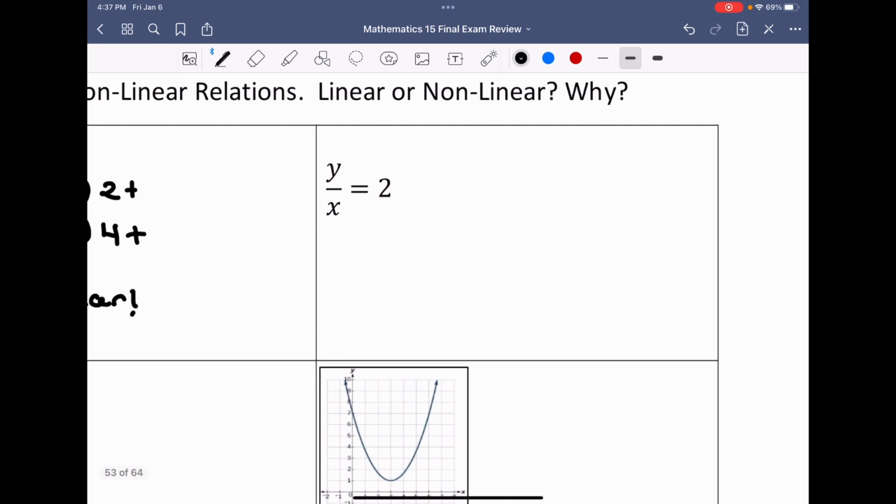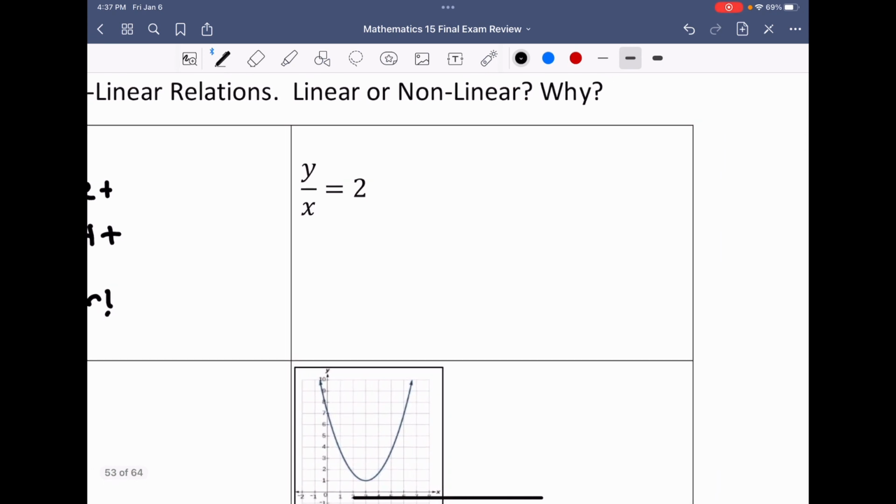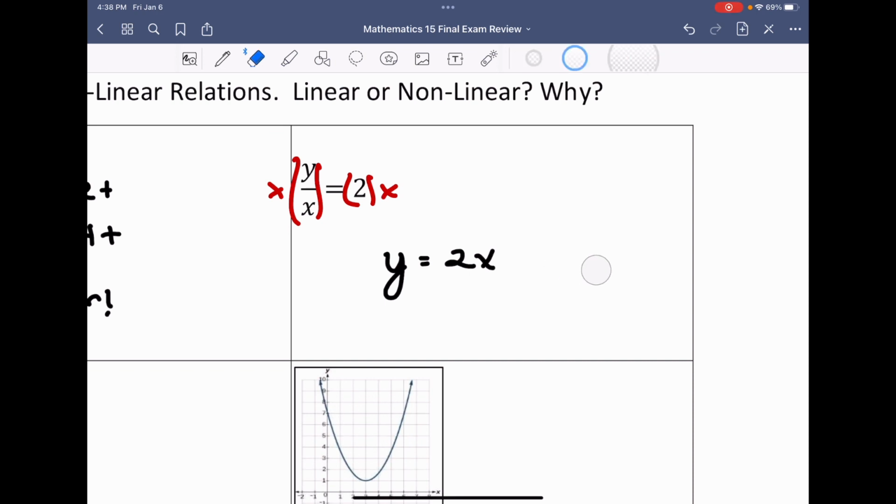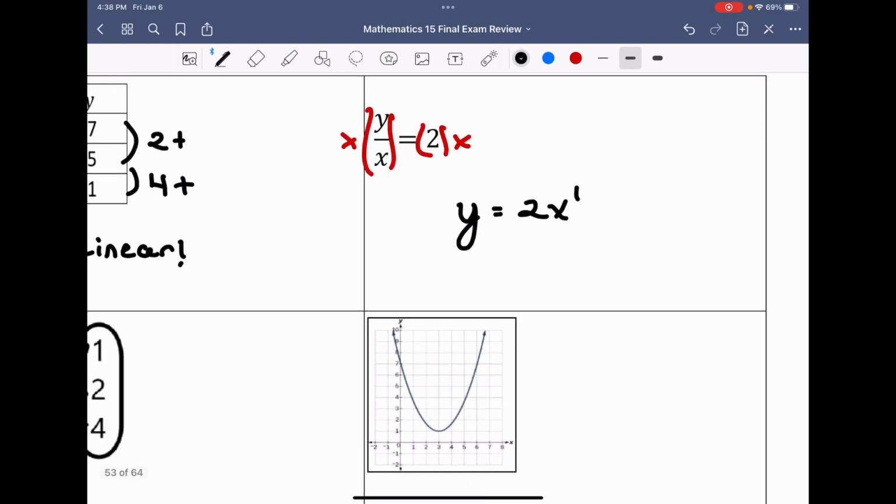Now, in the next one, when we want to get it in terms of y equals mx plus b, what I would do is multiply both sides by x. When I multiply both sides by x, I'm going to get y is equal to 2x. And remember, if nothing is written here as like a plus nothing, that actually means that the b value is 0. This definitely is linear because we have a degree 1 term. If we have a degree 1 term, we know it's linear. That is another indication. If you see degree 1, it is linear.